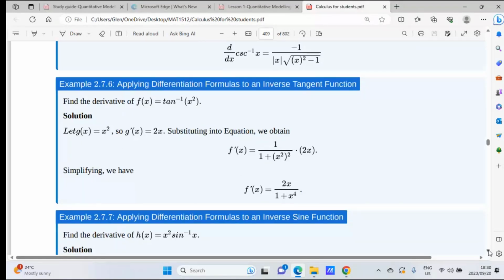Please find the derivative of h of x, which is equal to x squared times the inverse of sine x.